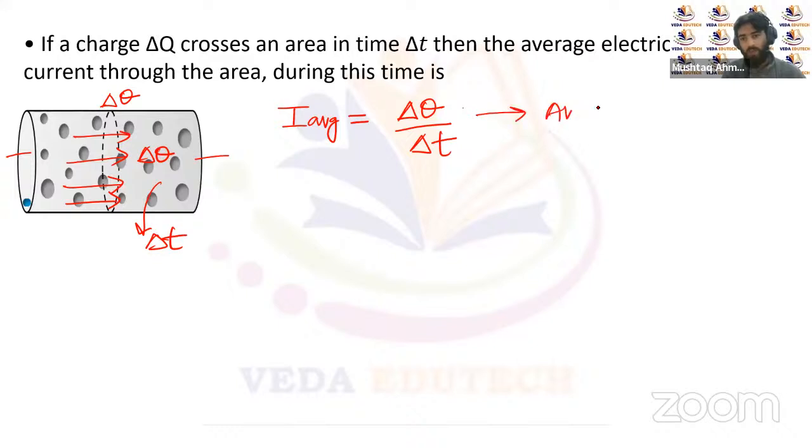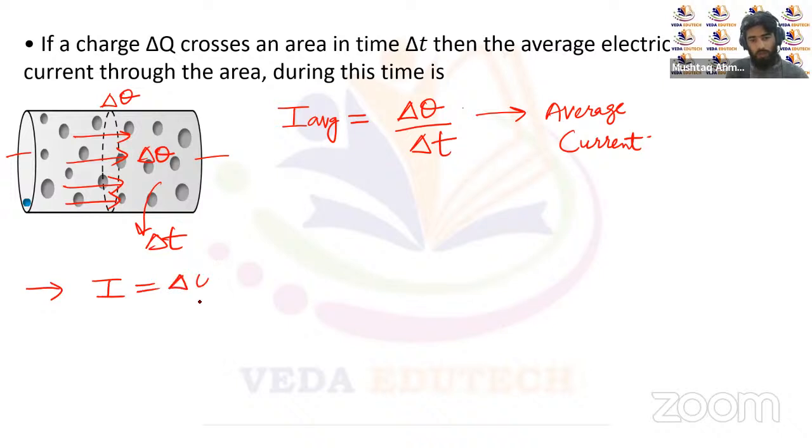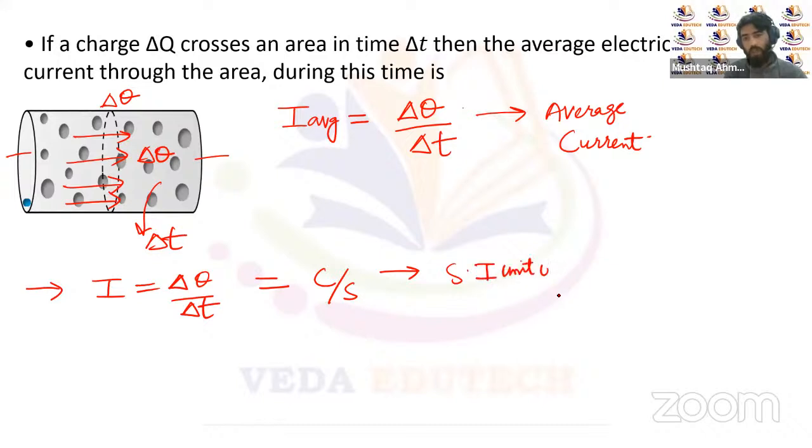This is the average current, right? Average current is the total charge flown through the cross section of a conductor for the time delta T. So this is how we define the current. Current I is equal to delta Q upon delta T, right? But this is average current. And we know the SI unit of charge is coulomb and the SI unit of time is second. Then the SI unit of current is coulomb per second, or we call it ampere.